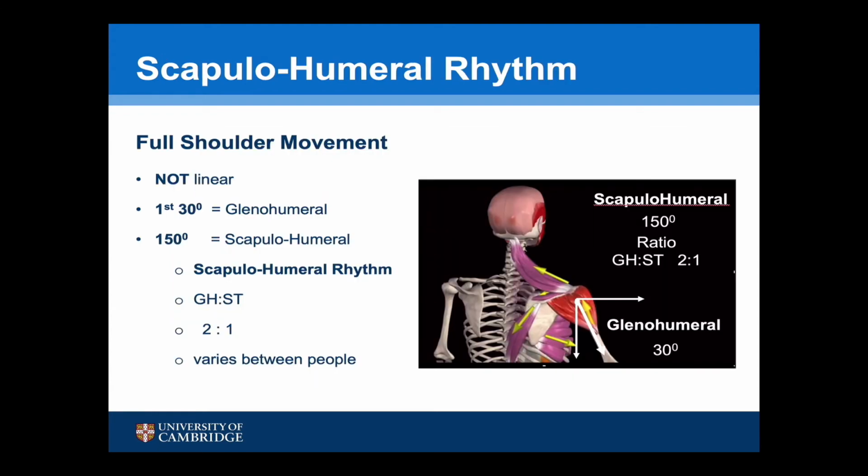So far we've described the full shoulder movement as that at the glenohumeral joint and the components at the Scapulo-Thoracic joint. However, in real life this is not a linear arrangement. In fact, it's a synchronous arrangement where both the glenohumeral joint and Scapulo-Thoracic joint are moving together. As a general rule, the first 30 degrees of abduction is purely at the glenohumeral joint, then the next 150 degrees is a combination of both the glenohumeral joint and the Scapulo-Thoracic joint, sometimes known as Scapulo-Humeral Movement or Scapulo-Humeral Rhythm. This tends to be in a ratio of 2 to 1, but can vary greatly between patients.